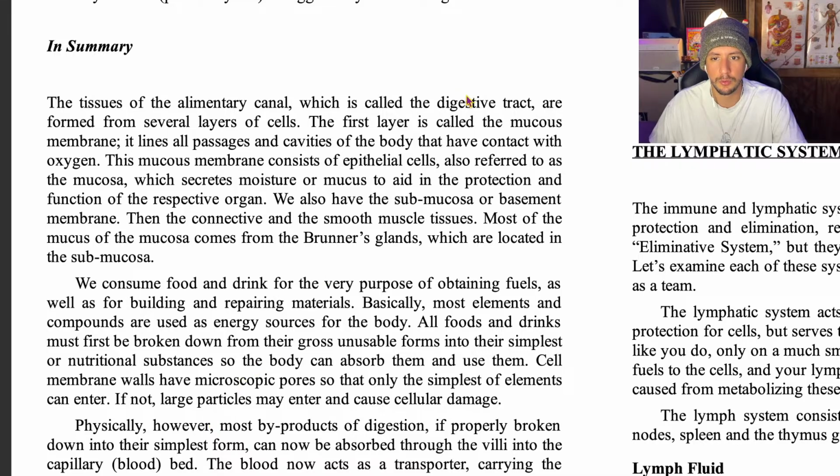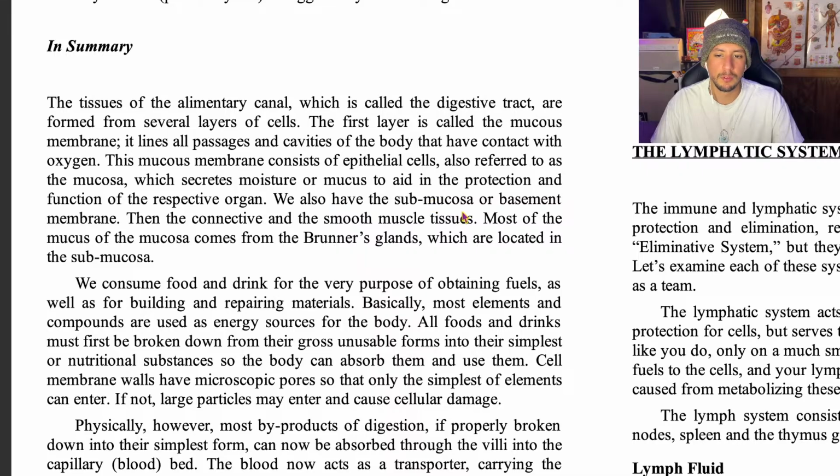The alimentary canal, which is called the digestive tract, is formed from several layers of cells. The first layer is called the mucous membrane. It lines all passages and cavities of the body that have contact with oxygen. This mucous membrane contains epithelial cells, also referred to as mucosa, which secrete moisture or mucus to aid in the protection of the function of the respective organs. This is the protection of your organs.